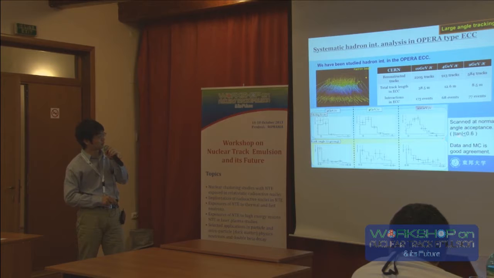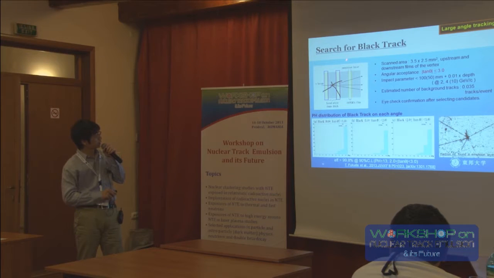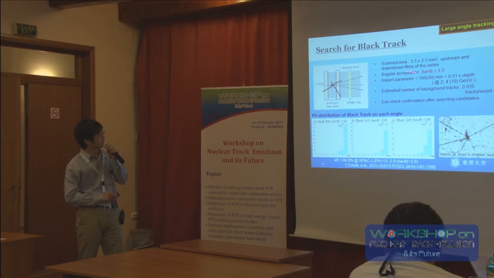This is each momentum's multiplicity and kink angle for one-prong events. This is data and Monte Carlo, and data and Monte Carlo are in good agreement. Then we search for black tracks. This is the scanning area, with angle acceptance tangent theta less than 3.0 and the impact parameter for the vertex. The estimated number of background is negligible.